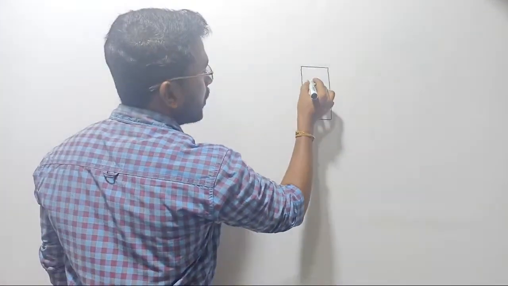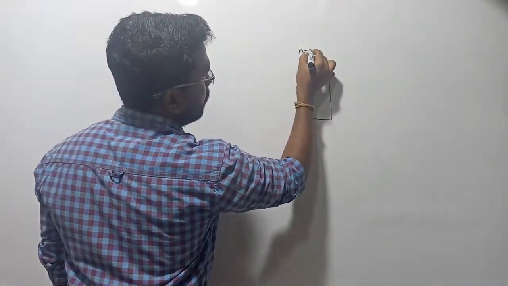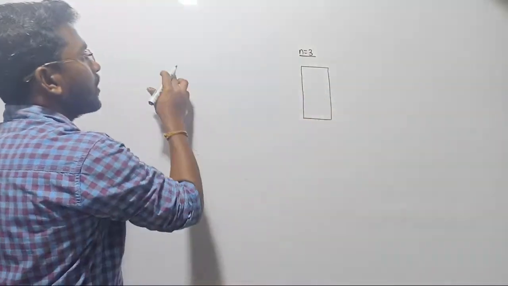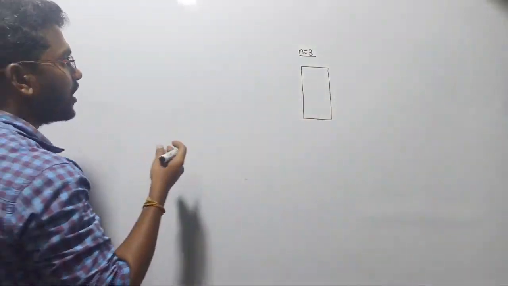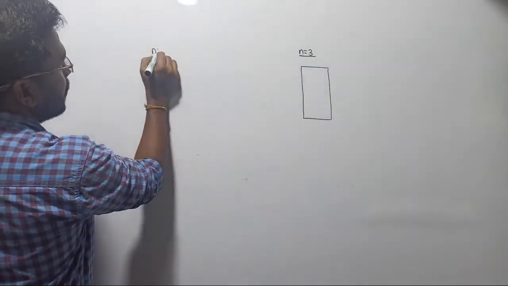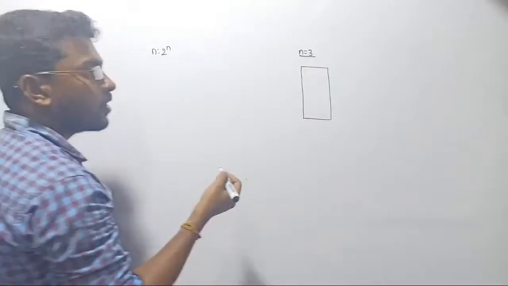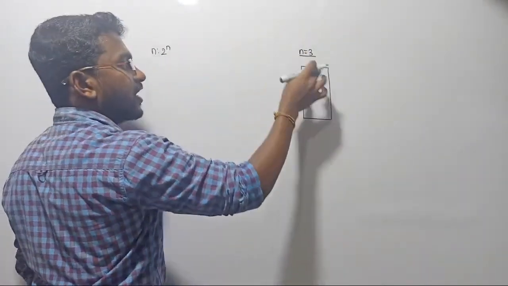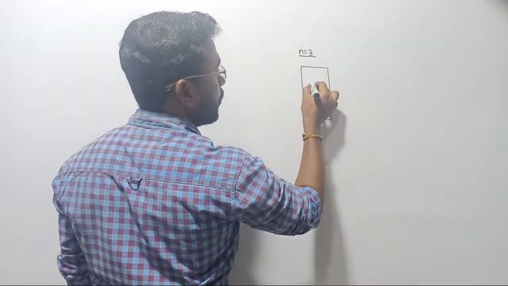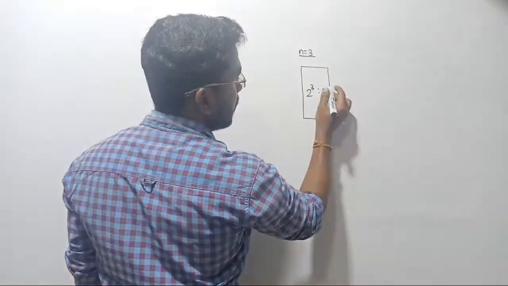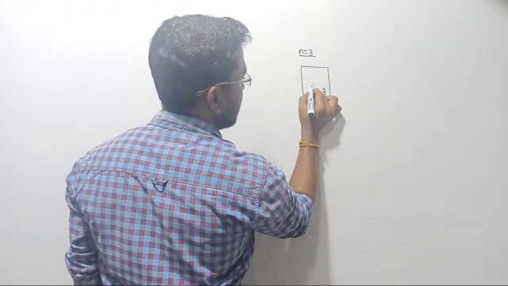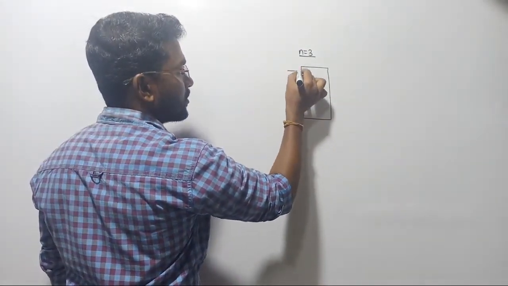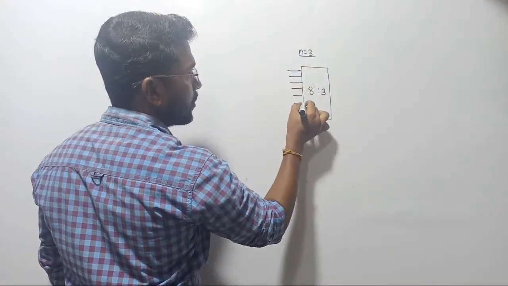For an example, here I am using an n equal to 3 encoder. In the decoder we go with n cross 2 power n, whereas in the encoder we should have 2 power n cross n. If I consider n equal to 3, 2 power 3 cross 3, such that on the input side we are going to consider 8 lines. Let us draw this one: 1, 2, 3, 4, 5, 6, 7, 8.